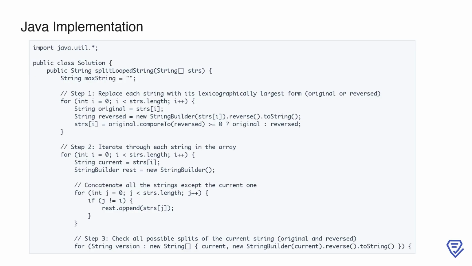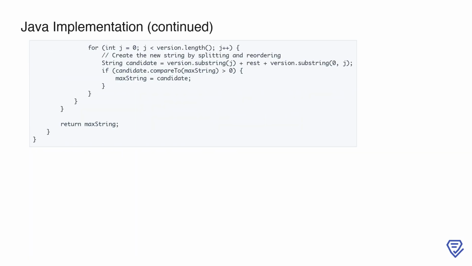Next, we start another loop to process each string in the array one by one. For the current string, we separate it from the rest of the array and concatenate the other strings together into a string builder called rest. This prepares us to explore all possible split combinations of the current string in the next step. For each string, we consider both the original and reversed versions to ensure we evaluate all possible configurations. Using a nested loop, we iterate through every possible split point within the current version of the string.